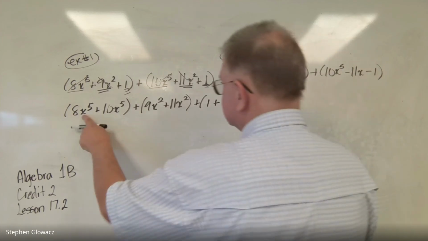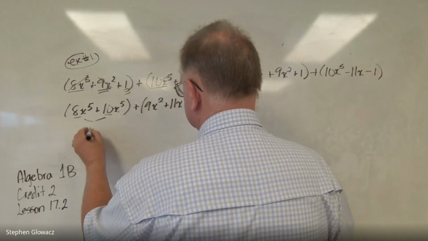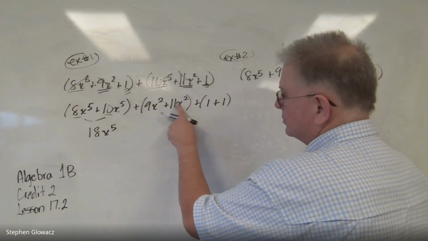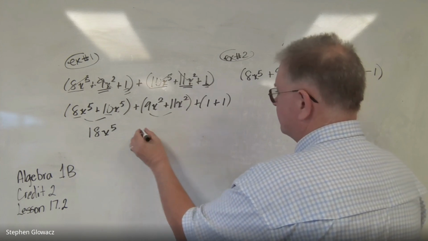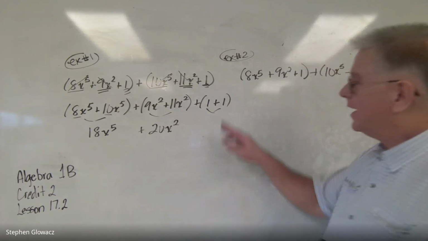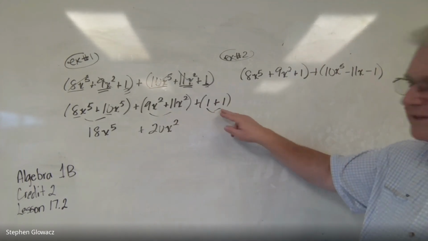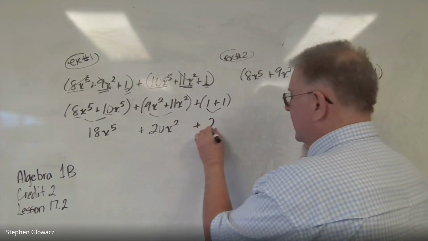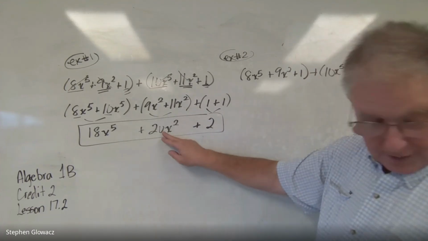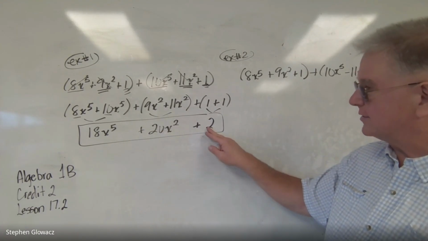So with the x to the fifth, we have 8 plus 10, which would be 18x to the fifth. With our x squareds, or x to the second power, we have 9 plus 11, which would be 20x squared. And then finally, a nice easy one here, 1 plus 1 just gives us 2. And so our final answer is 18x to the fifth plus 20x squared plus 2.